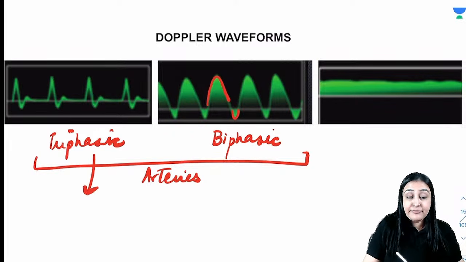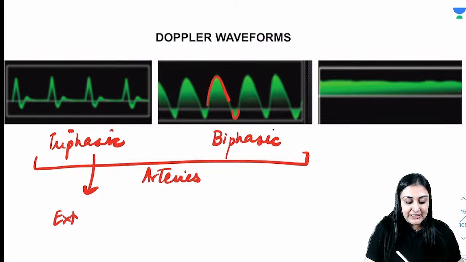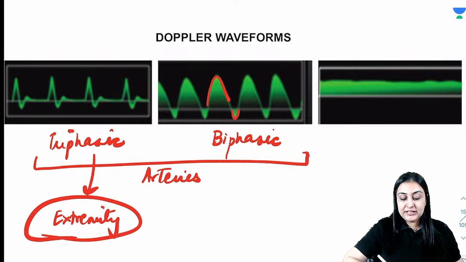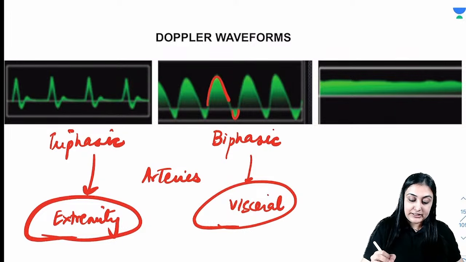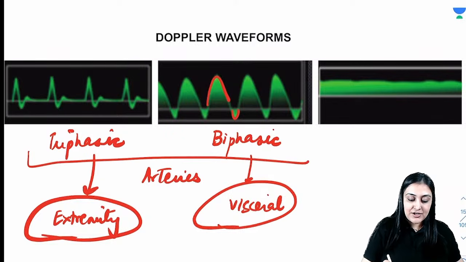This triphasic flow I can see in extremity arteries normally. So the extremity arteries very elastic. On the other hand, for visceral arteries, I'm gonna see biphasic, right? So extremity arteries normal triphasic flow. On the other hand, for visceral arteries normal biphasic flow.